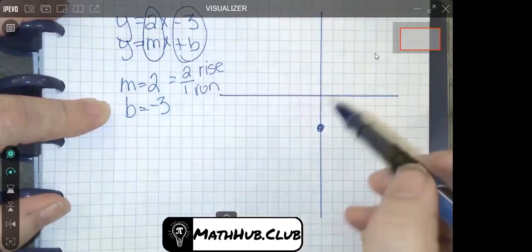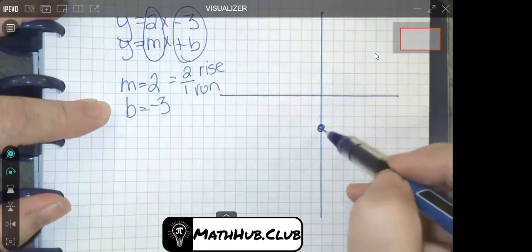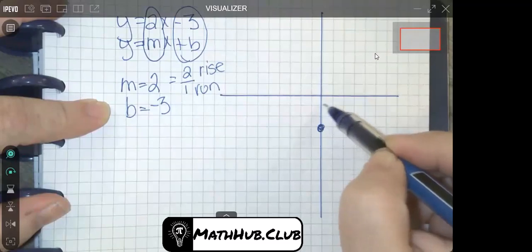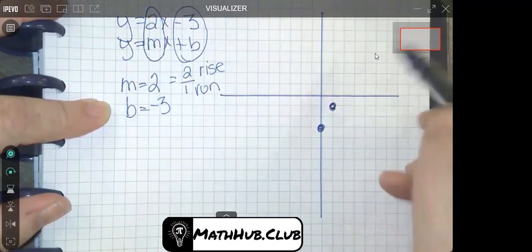Let's do that. Put your pencil right here on the y-intercept. Don't put it anywhere else. And we're going to follow up 2 over 1. Now you only need 2 points to graph a line.